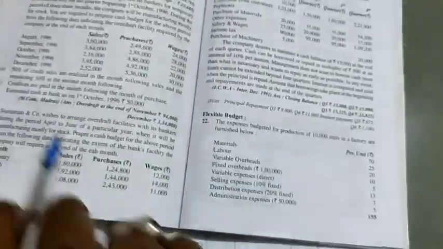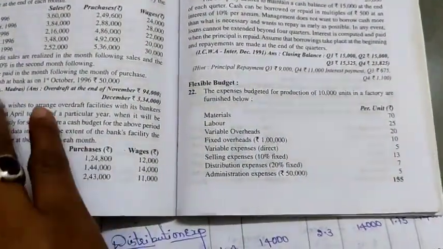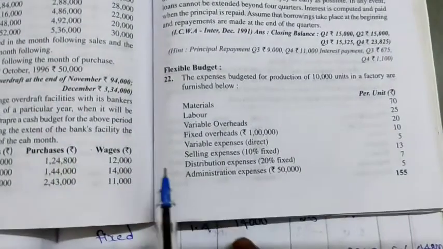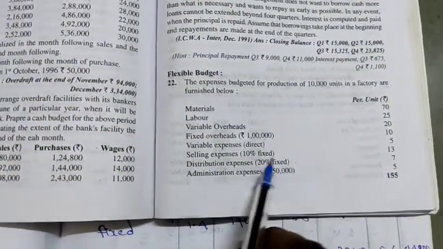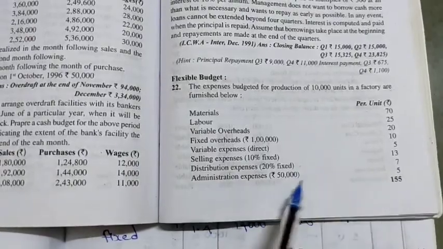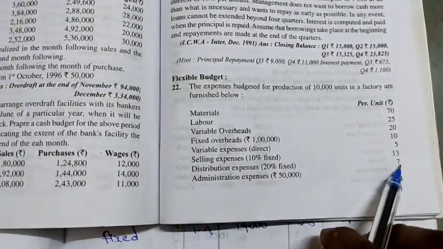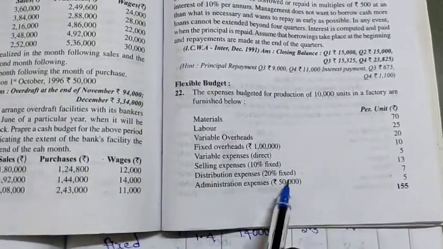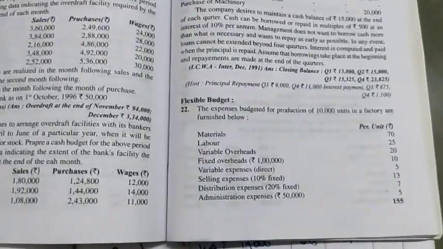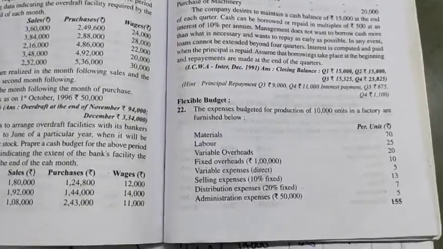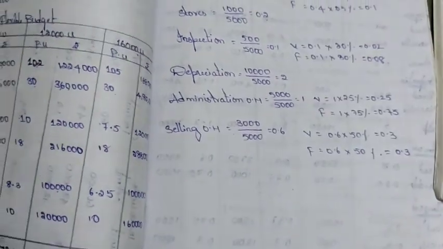Next, what has he given in the question? Distribution expenses he has given. So distribution expenses, 20% fixed he has said. 20% fixed means distribution expenses amount is how much here? 7 rupees. In this 7 rupees, 20% is fixed. If 20% is fixed, remaining how much will be there? 80%. 80% will be variable. Okay, same like selling expenses, you have to calculate the distribution expenses also.